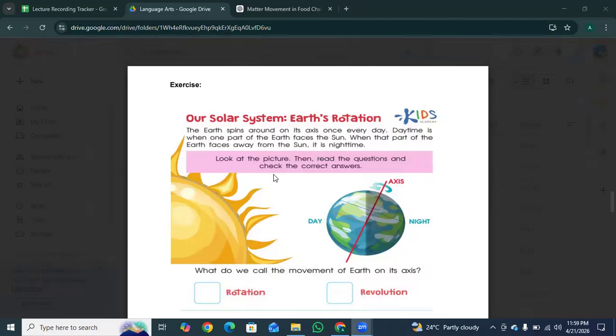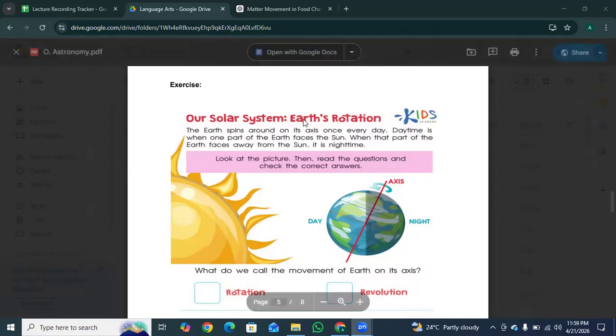Hey students, today we are going to discuss the Earth's rotation. If you look at this picture, you can see this red line running through the middle of the Earth. This is the axis. It is an imaginary line that the Earth spins around, like a rod holding a globe.